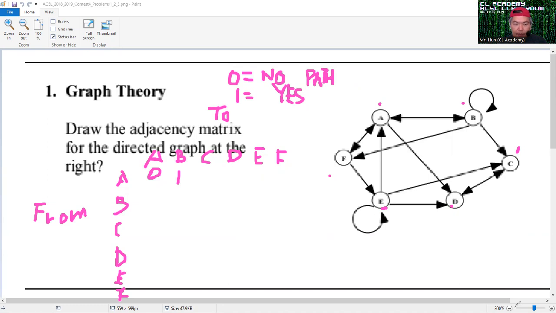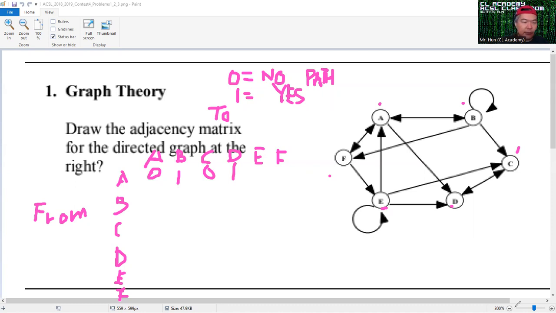Okay. Can I go from A to C? Nope. That arrow doesn't exist. There's no arrow. That's a 0. Can I go from A to D? Yes. There is an arrow. So A to D, yes, there is a path from A to D.